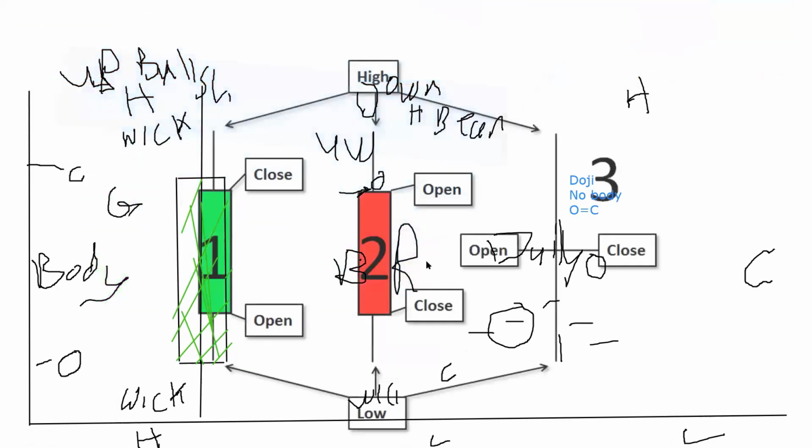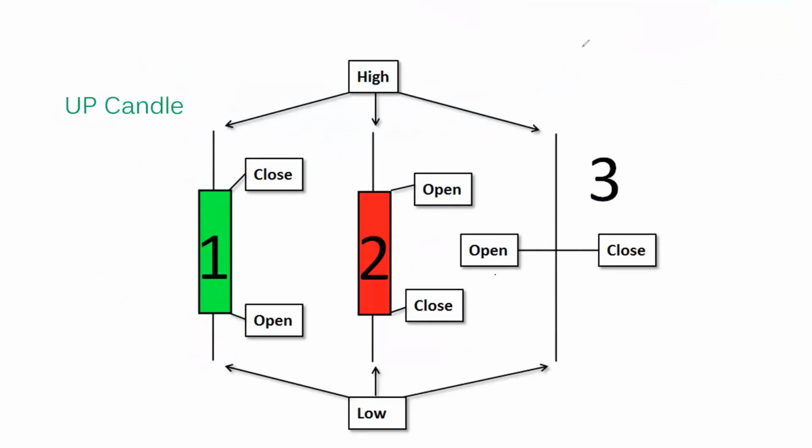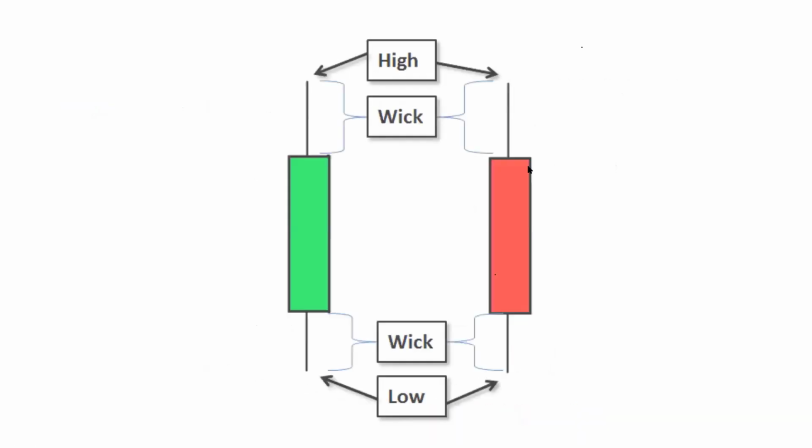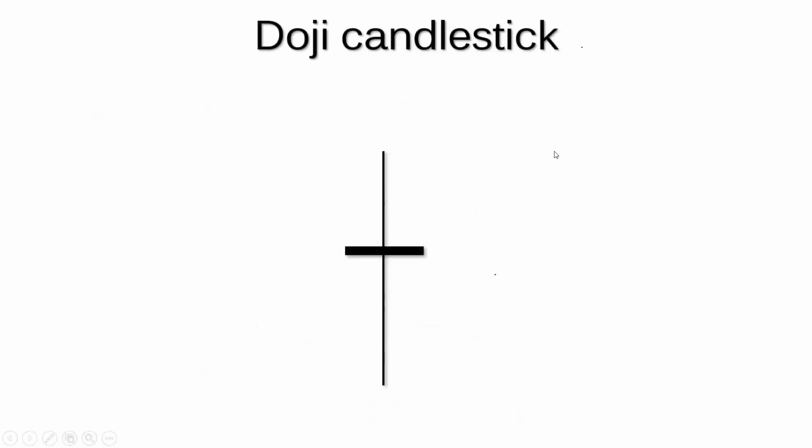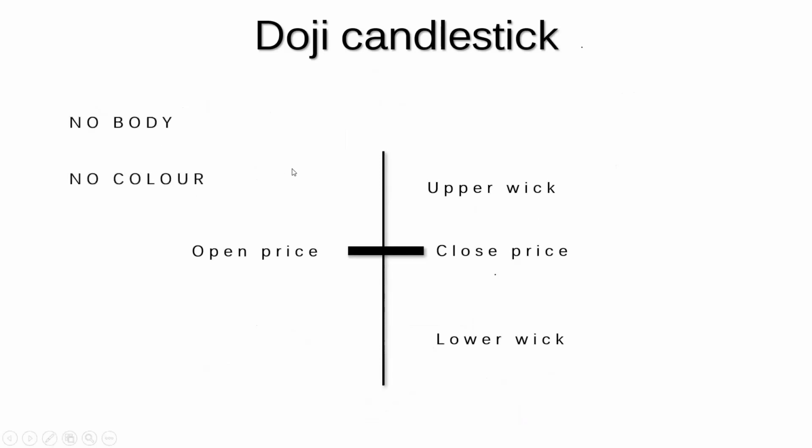All right. So that's how it works. You have your up candle, your down candle, your doji, and that's how it works. So we've spoken about that. We've spoken about the doji. The open price is equal to the closing price, the upper wick, the lower wick, no body, no color.